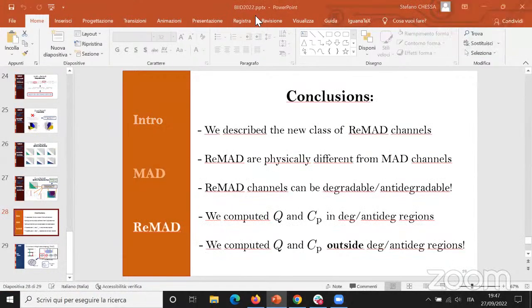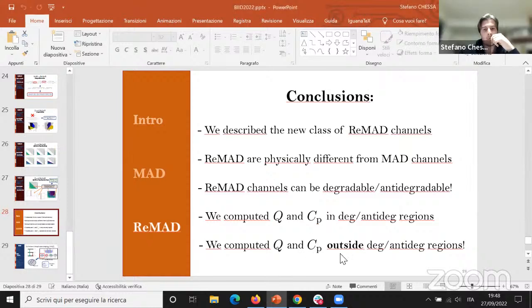I have a question. This is Mark. Sure. Thanks for a very interesting talk. Regarding your last point, on this slide, Q and CP outside the regions, are the capacities equal? Yes. I mean, yes, they are.